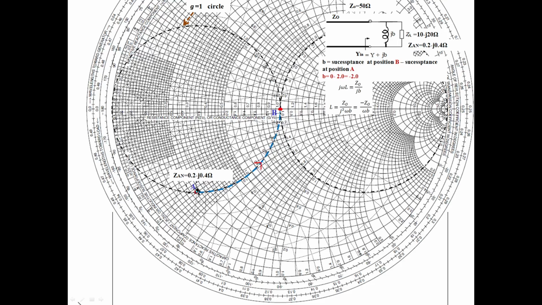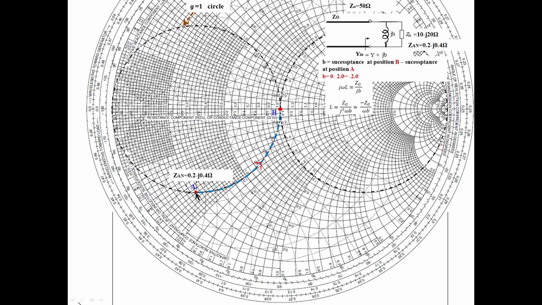So in this problem, what happened? Our point is on the G is equal to 1 circle. So what can I do? I can move from here to here. It reaches the center of the Smith chart easily, because our point is already on the G is equal to 1 circle. So you move on the G is equal to 1 circle like this, on the conductance circle in the anti-clockwise direction. We will reach the center of the Smith chart here.